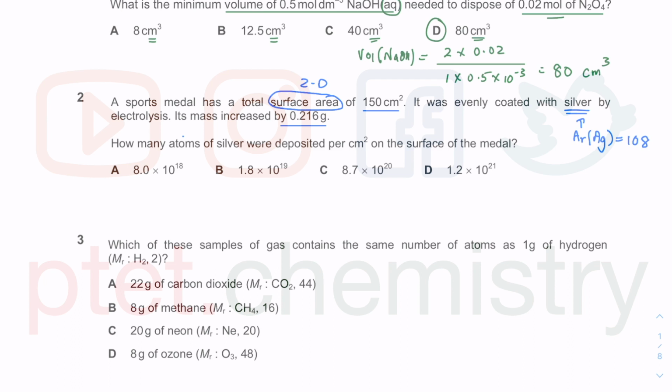So they're asking for how many atoms. This is related to the Avogadro constant, which is 6.02 times 10 to the 23 atoms per 1 mole of the substance. Now you want per cm squared on the surface of the metal, so we have to divide something by the cm squared. The first thing I would do is find the mole of silver atoms, which is mass over Ar, because it's for the silver atoms as an element.